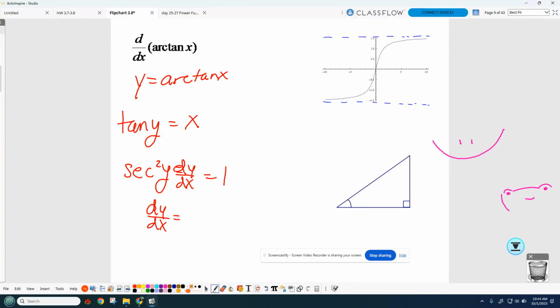Get rid of secant squared by multiplying by cosine squared. It's not an x, it's a y. Jeremy, how am I going to label my triangle if tangent of y is x? Tangent is opposite over adjacent. The opposite would be x, and the adjacent would be 1. And Pythagorean theorem, 1 squared plus x squared under the square root.